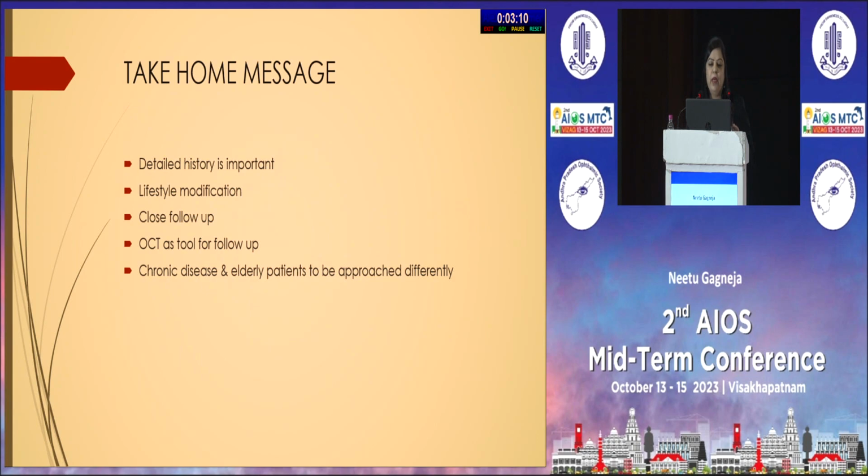So coming to the take-home message: detailed history is important, lifestyle modification is helpful, close follow-up is required. OCT is a tool to follow up, it's a chronic disease, and elderly patients are to be approached differently.